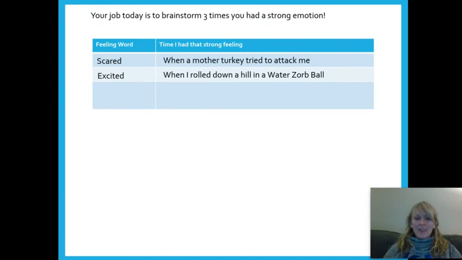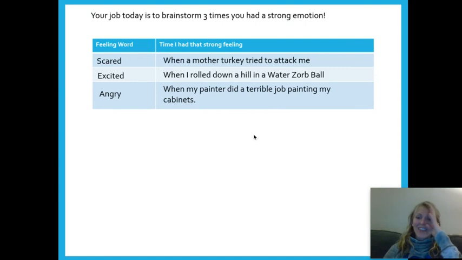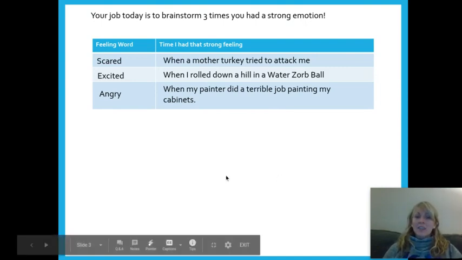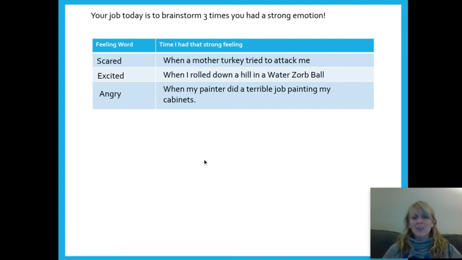And then my other one that I had thought about was angry. I had a painter who came and painted my kitchen cabinets, and I paid him a lot of money to do that, but he did a terrible job, and I was so angry. So that would be a good story where I could really show how angry I was. So, what I want you to do today is think about and brainstorm times when you had some strong feelings, because we're going to pick out one later that we think is really good, that readers would want to read, that we could really describe and tell to others.